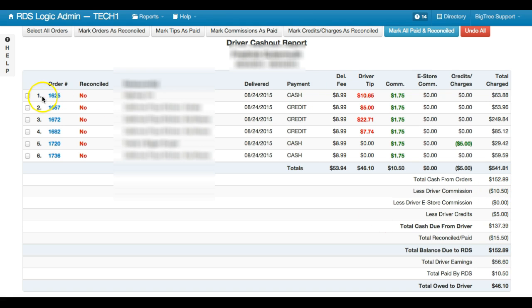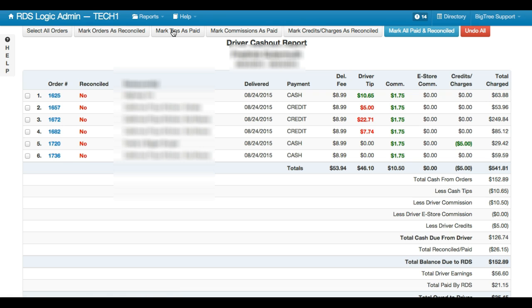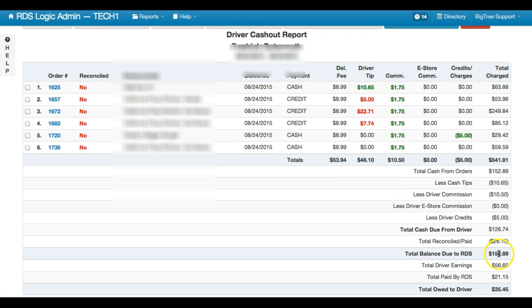Let's go ahead and we say, all right, for all cash orders, we're not going to keep any of the tips from cash orders, so we're going to mark these cash orders and mark those tips as paid because they're going to keep those. All right, so now you'll see that it's added here that total driver earnings are $56. We've paid them $21.15. Total owed to driver is $35.45.